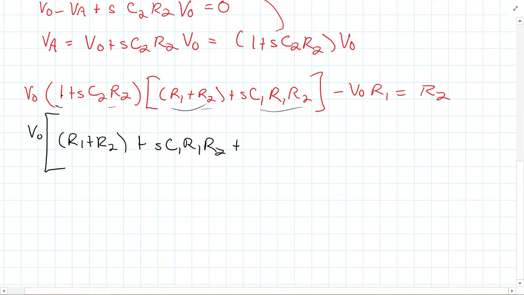So we've done the ones, now we have to do the S R2 times R1 plus R2 plus S squared C1 R1 R2, and oops, I forgot the C2 there, and the R2 is now squared, and this is all equal to R2.